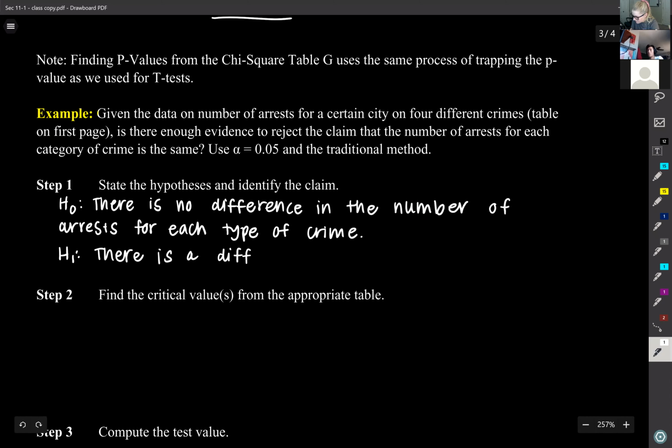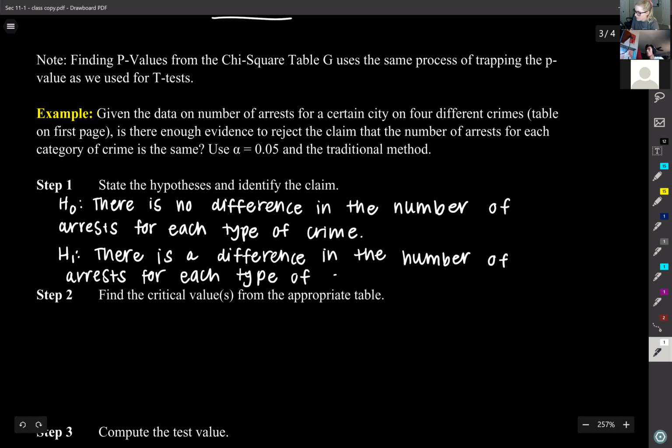there is a difference in the number of arrests for each type of crime. Just following the standard hypothesis for each, with just making it a little specific based on our context. So it does say to identify the claim, but that's given in the wording of the question. So it says, is there enough evidence to reject the claim that the number of arrests for each category of crime is the same? So that would mean that your null is going to be the claim, because our null says that the numbers given of the arrests are the same. So that's the claim.